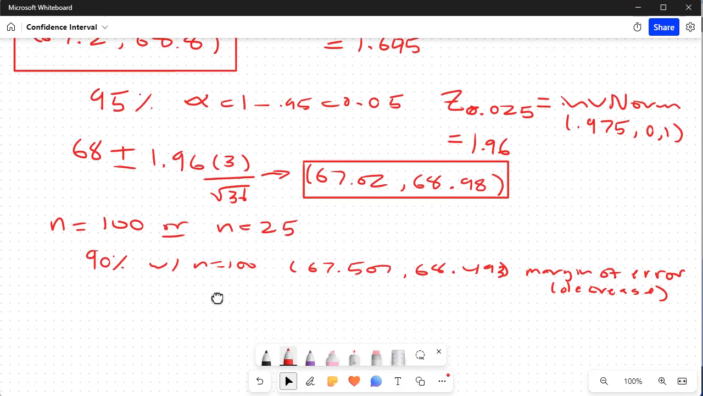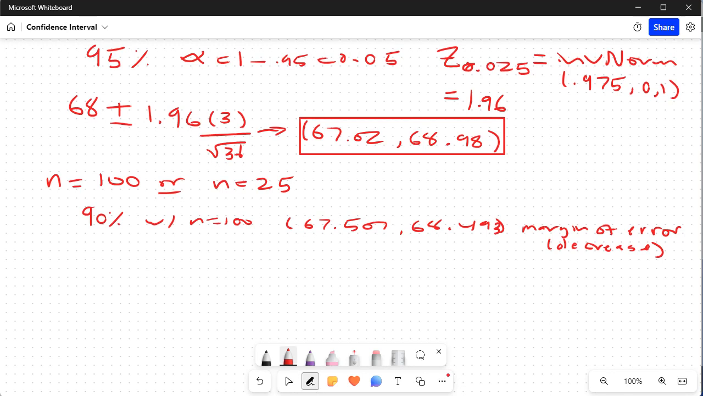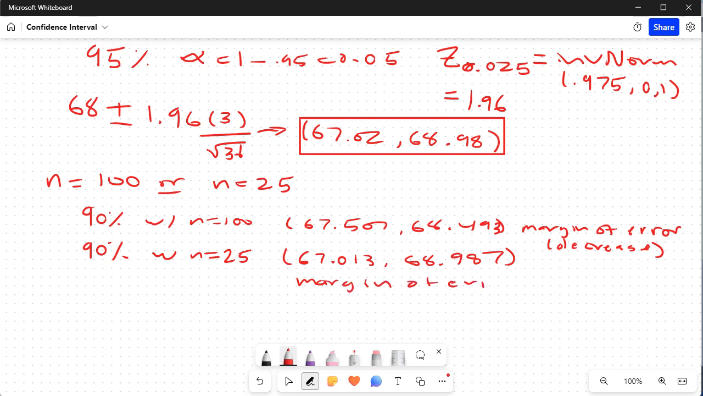So we can write that down, that with a 90% confidence with n equal to 25, we found that basically this was 67.013, 68.987, and here the margin of error actually increased for this one.